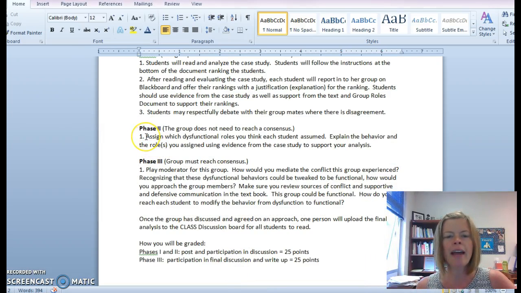Okay, so then once you've made your decision, your group is going to assign the dysfunctional roles. Again, you don't have to necessarily reach a consensus, but you might really disagree with each other. That's fine. I appreciate and value respectful disagreement.